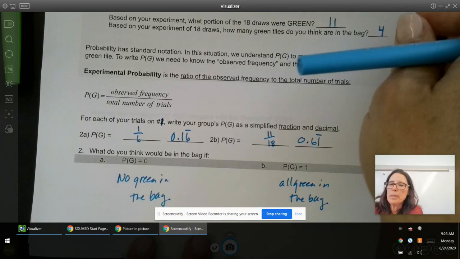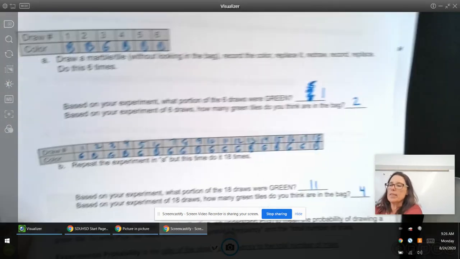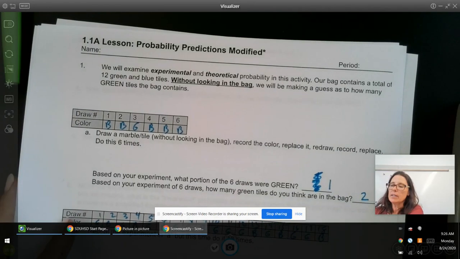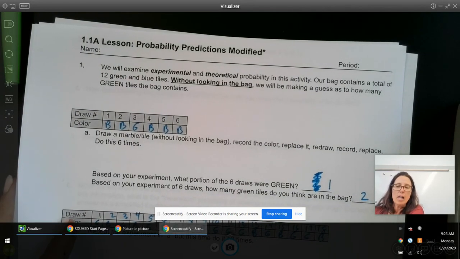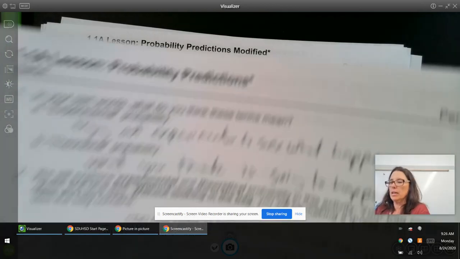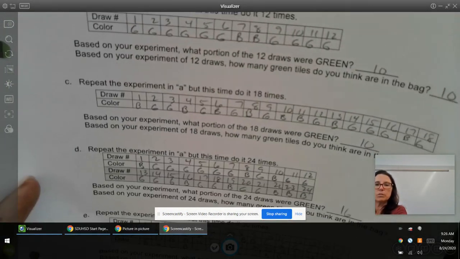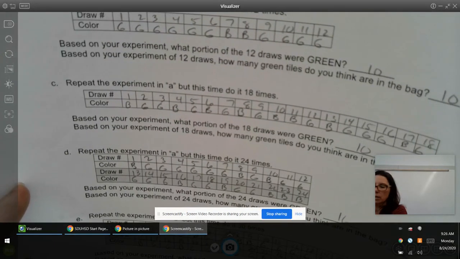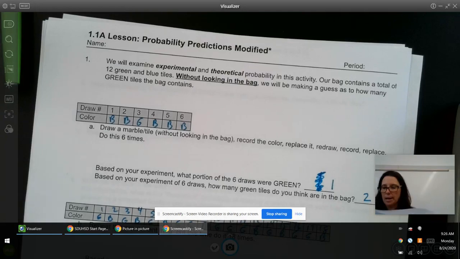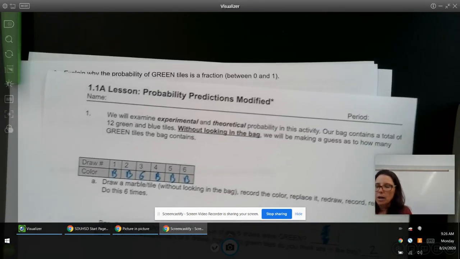Okay, let's go to the next page. By the way, this 1.1a lesson has been modified from what we do in class. So you're going to have to skip a bunch of these on the front page of the original that's posted to you. If we were in class, you would have been doing the drawing and recording with your partner. So I'm just doing a modified version of this.